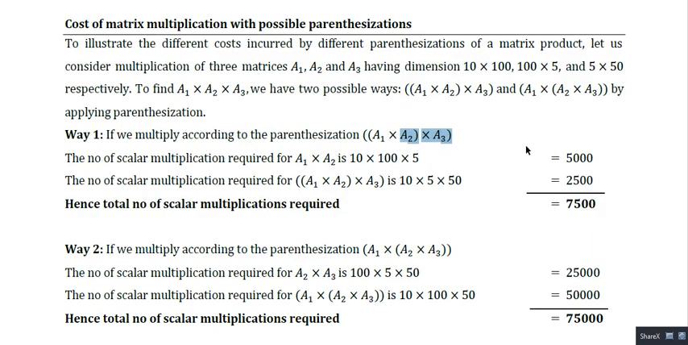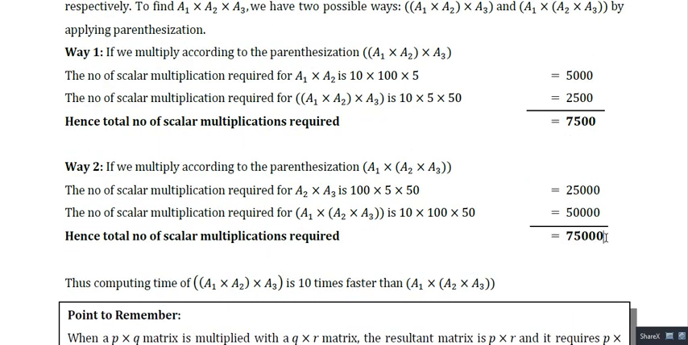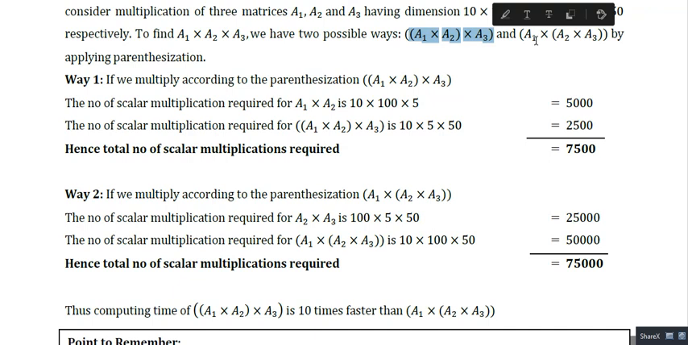So now we'll see the second parenthesization. In this case A2 into A3 first. So A2 into A3 means how many scalar multiplications will it require? 100 into 5, it is 500 into 50, it is 25,000. Okay, so now this whole thing will be multiplied with A1. So this result is 100 cross 50, so it will be 10 cross 100 into 50. So it is 50,000. So the total number of scalar multiplications required is 25,000 plus 50,000, it is 75,000. Right.